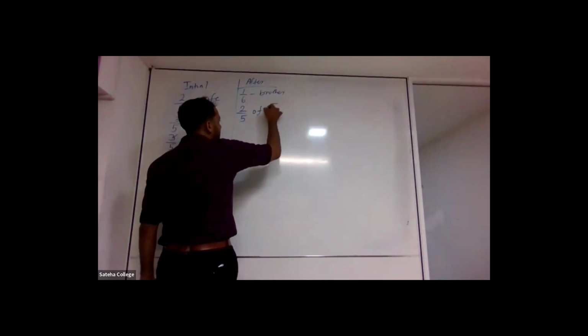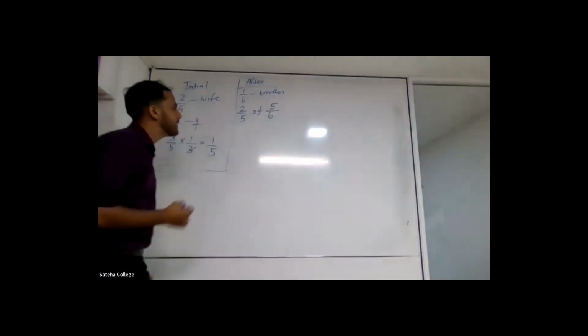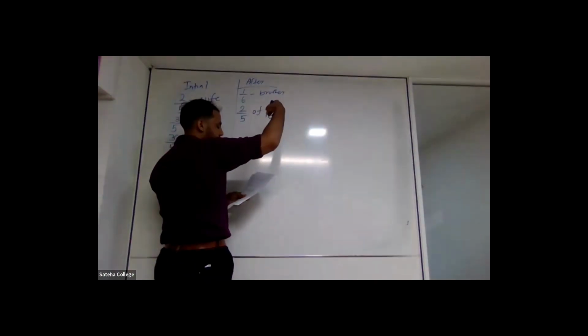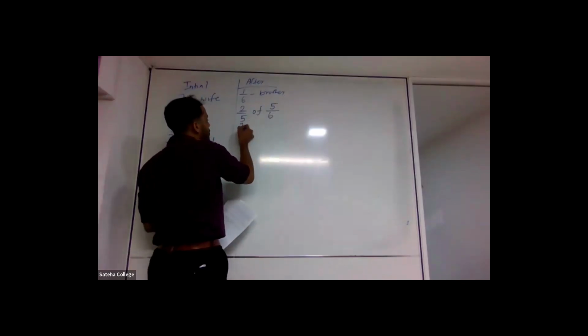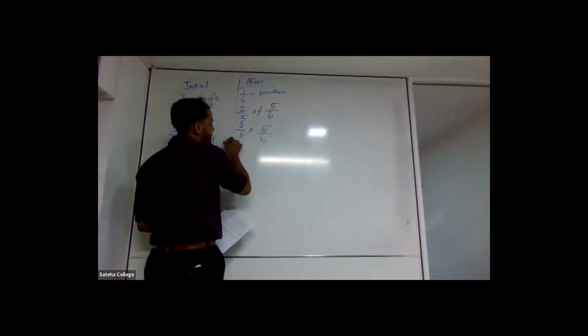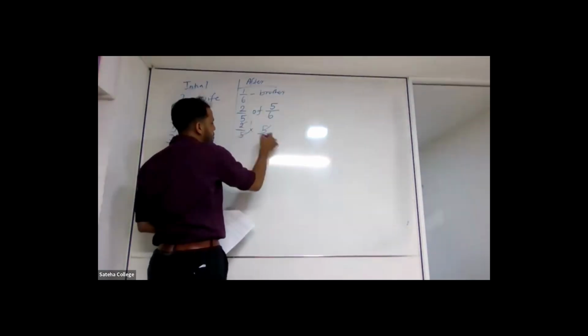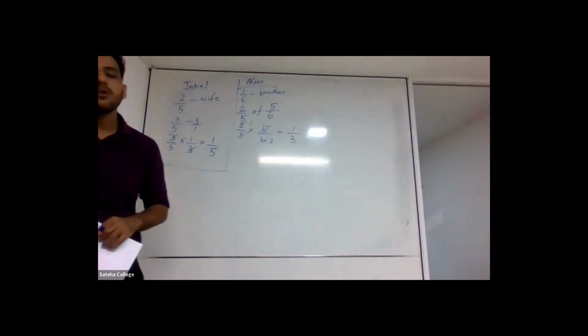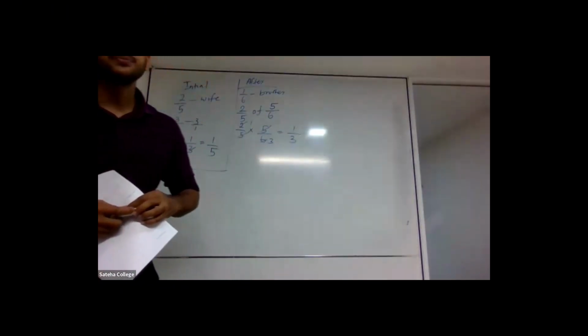Yes, how many parts are remaining? 5 parts are remaining. 5 over 6, he gave it to his wife. Okay? So then, what fraction of the initial amount did the wife receive now? 2 over 5 of his, multiplication, 5 over 6. 5 and 5 cancel. 2 and 6, 1 and 3. Now, the wife received 1 over 3 of the total amount.